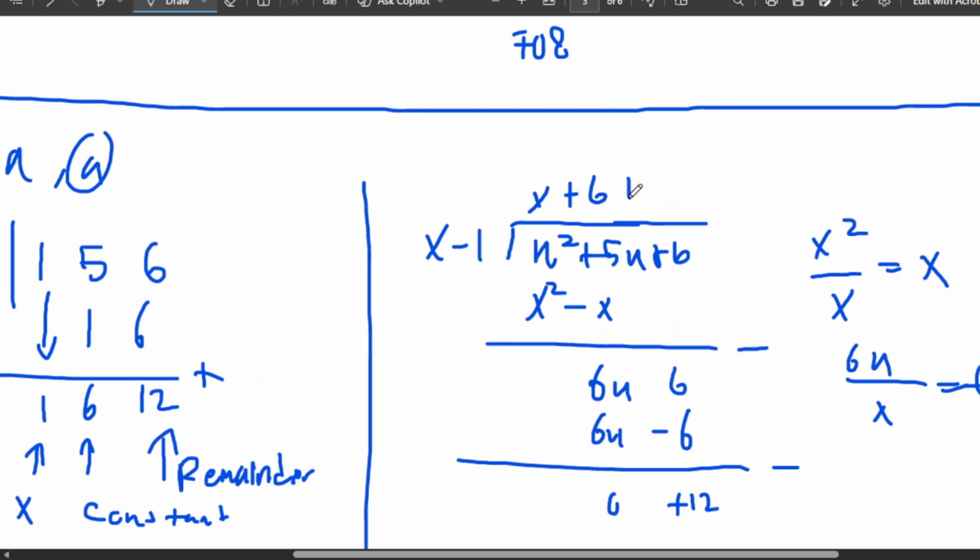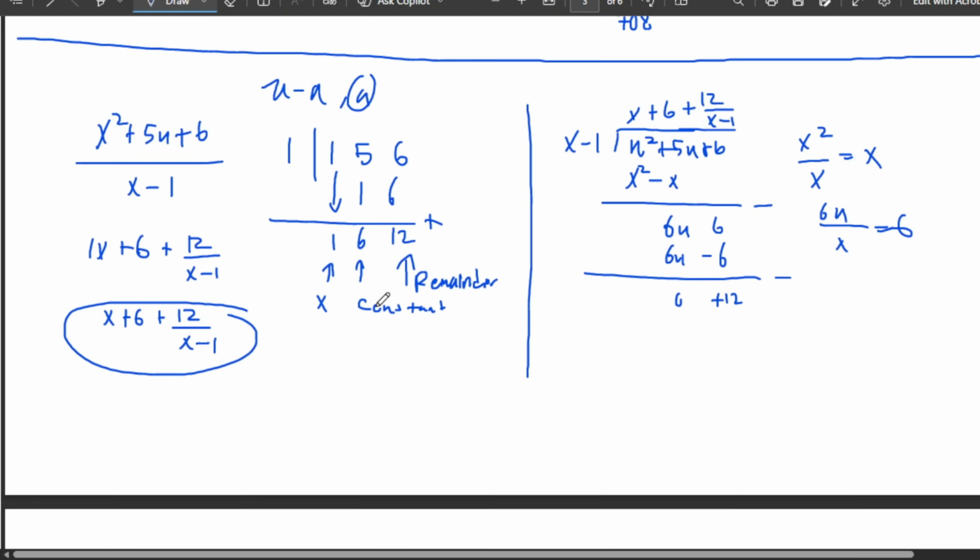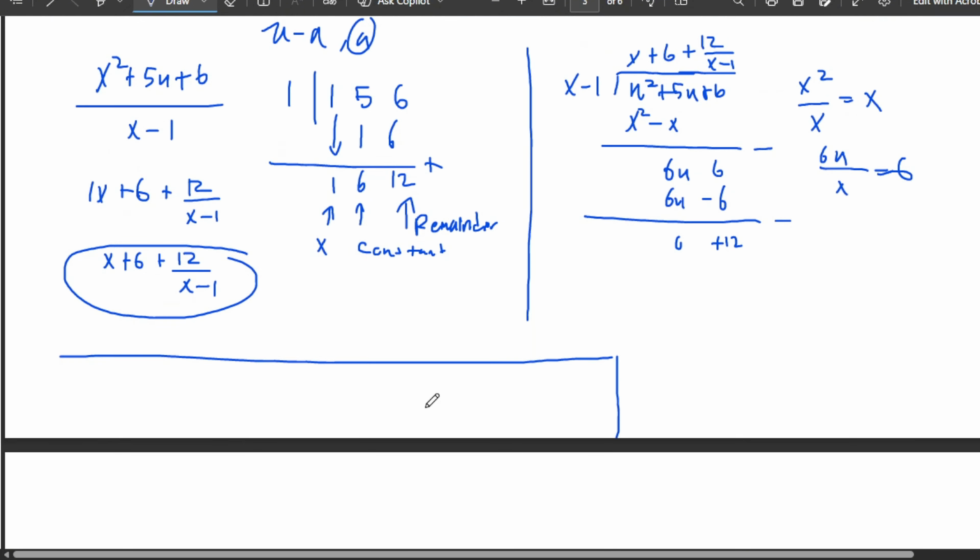So we have plus 12 over x minus 1. So it's the same thing. In this case, this is faster. Well, how about a cubic?